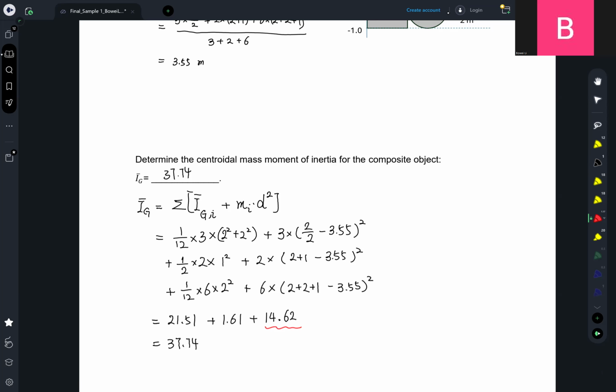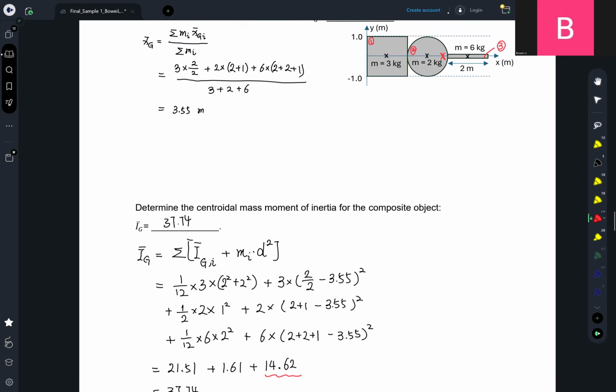Again, we can see that the mass moment of inertia of the rod is significantly larger compared with the circular plate. Again, it is because the mass of the rod is relatively far from the centroid of the entire object, the location about which we are evaluating the mass moment of inertia. It is also because the mass of the rod is larger here.